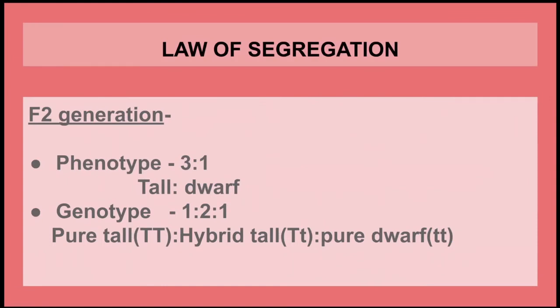In the F2 generation, the phenotype is 3:1, that is 3/4 plants are tall while 1/4 plants were dwarf. The genotype is 1:2:1, pure tall 1, hybrid tall 2, and pure dwarf 1. This completes the law of segregation.